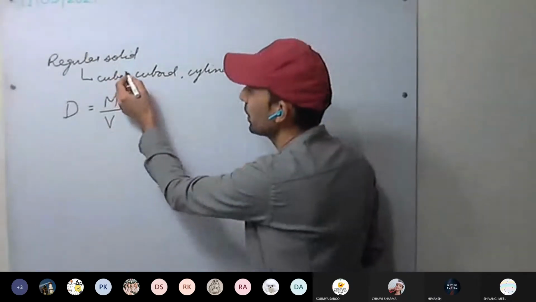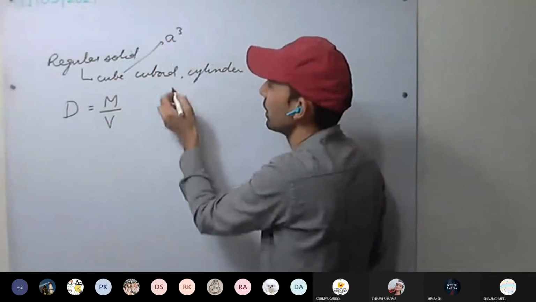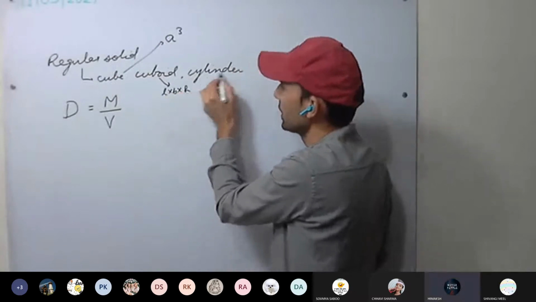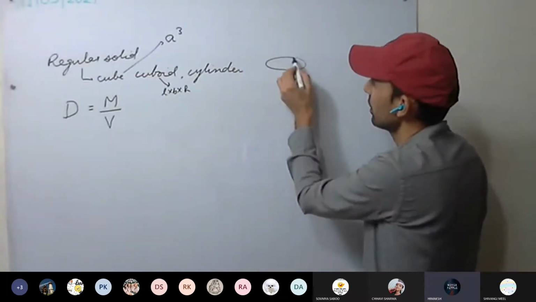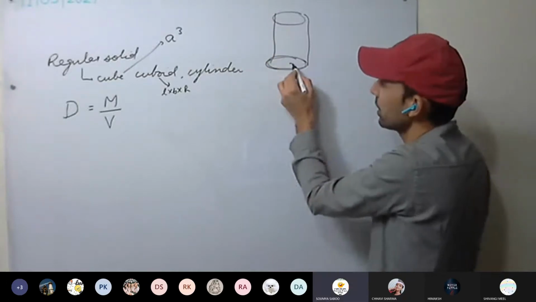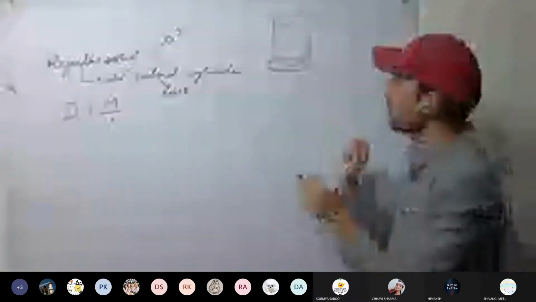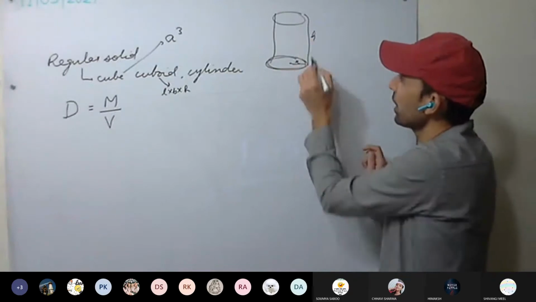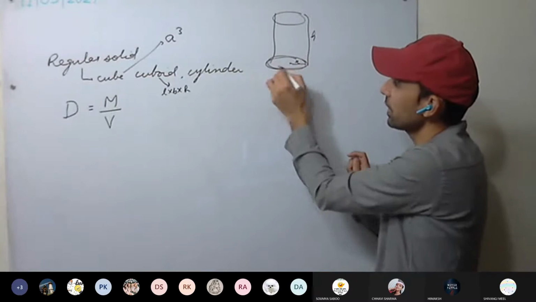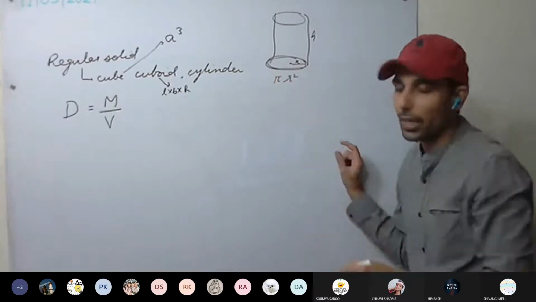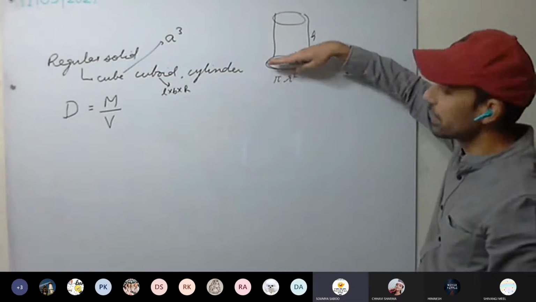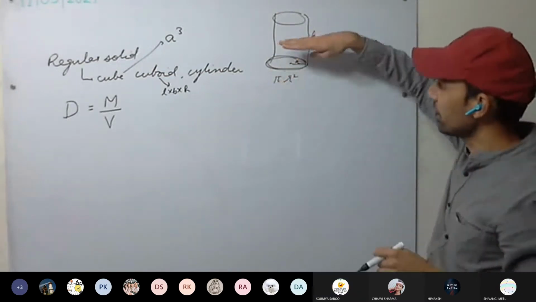For example, for a cube, it is side cubed. For a cuboid, it will be length into breadth into height. Cylinder, how can we measure? The area of the base into height. Radius is r and height is h. What is the area of the base? Pi r square. And this is repeated how many times? h times. So pi r square into h.